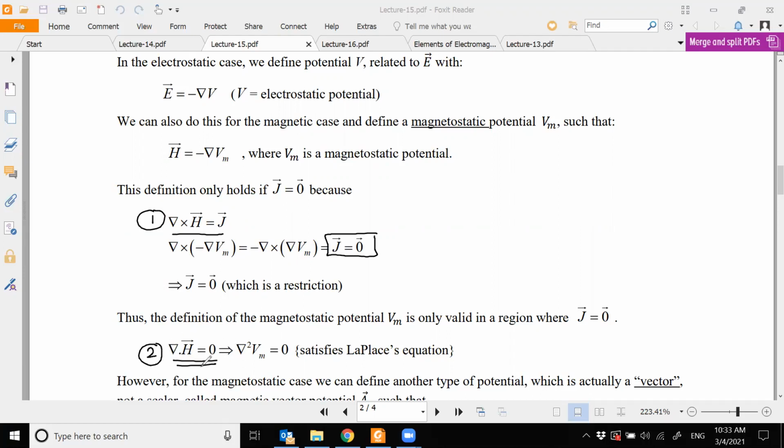Can anybody tell me? Yes, Hassan al-Musallam, can you tell me what is this law? Differential form. Mr. Hassan al-Musallam, you are there? Yes. What is this law? This is the differential form of Ampere's law, right? We have just now studied this, Hassan. Can anybody tell me what this law is?